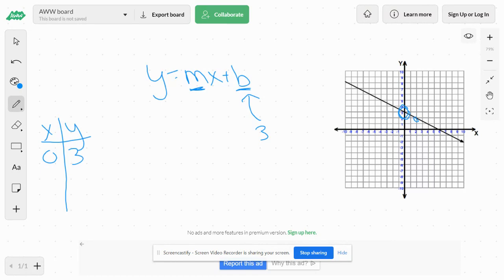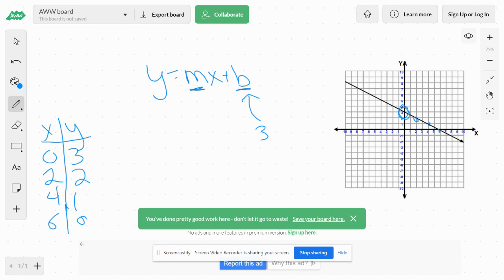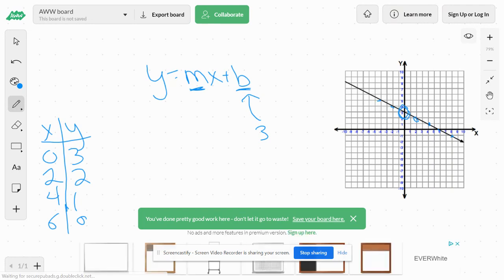This point right there is (2, 2). This point right here looks like (4, 1). I could keep going. That looks like (6, 0). And I could just keep filling out this table. There's more points that this line will go through, and I keep going.